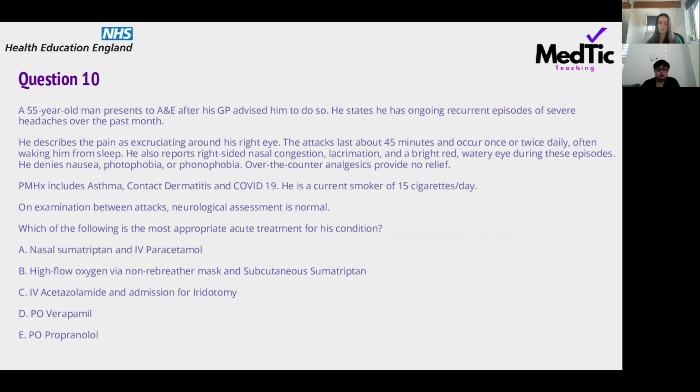He denies nausea and phonophobia, and despite using as many analgesics as he can from the pharmacy, he doesn't find any relief from this pain. His past medical history includes asthma, contact dermatitis, and previously COVID-19. He is a current smoker of 15 cigarettes a day. Between attacks, his neurological examination is normal. Which of the following is the most appropriate acute treatment for what you think this condition will be?